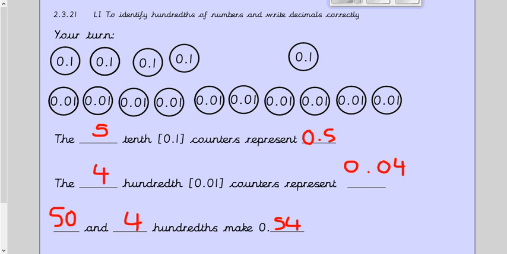So 10 hundredths is the same as 1/10. Those are the same, so you can exchange 10 hundredths for one tenth counter.